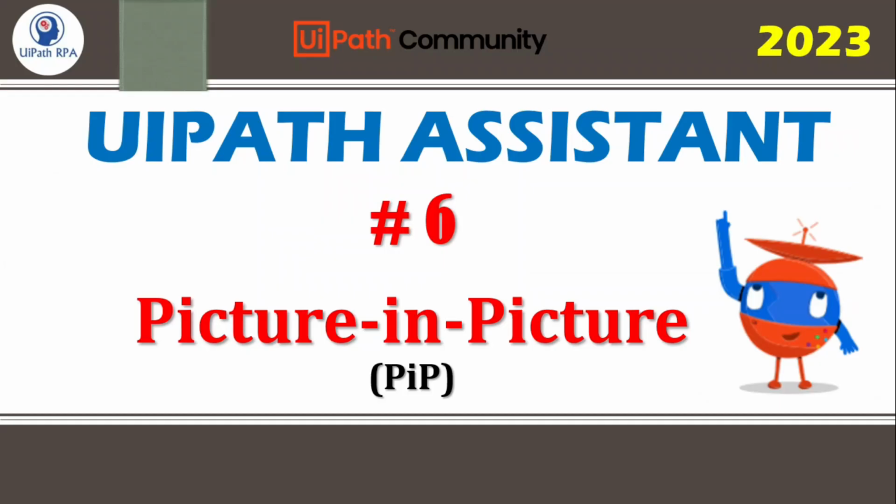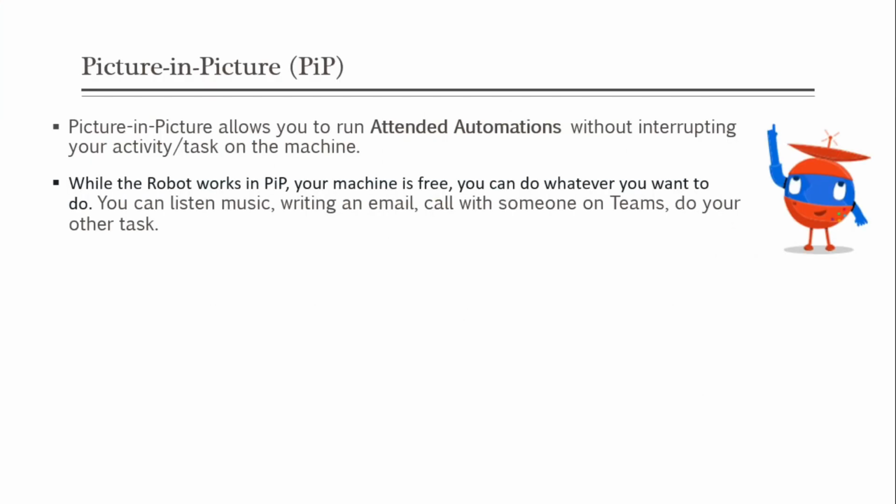In this video, we are going to talk about PIP, that is called picture in picture. The full form of PIP is picture in picture. Picture in picture allows you to run attended automations without interrupting your activity or task on the machine. While the robot works in PIP, your machine is free. You can do whatever you want at that time. You can listen to music, write an email, call someone on Teams, and do your other tasks.